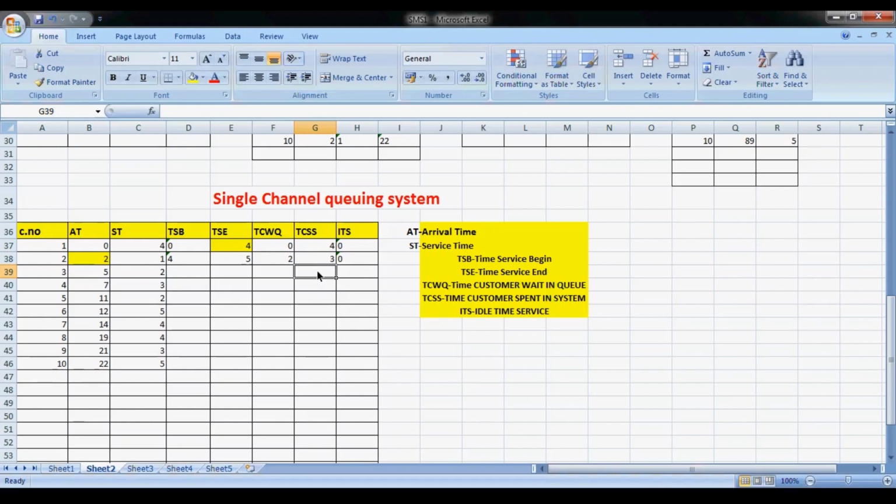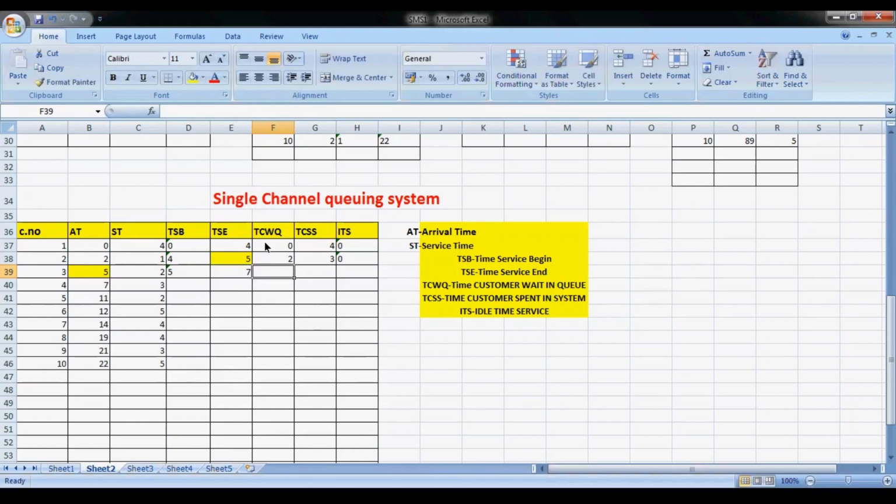Then next customer is coming at 5. The server is going to be finishing the operation at 5. So the next server is finishing the operation at 5, and the next customer is coming at 5. Means both are same. So I will write time service begin at 5. Time service end is time service begin plus service time. 5 plus 2 is 7.